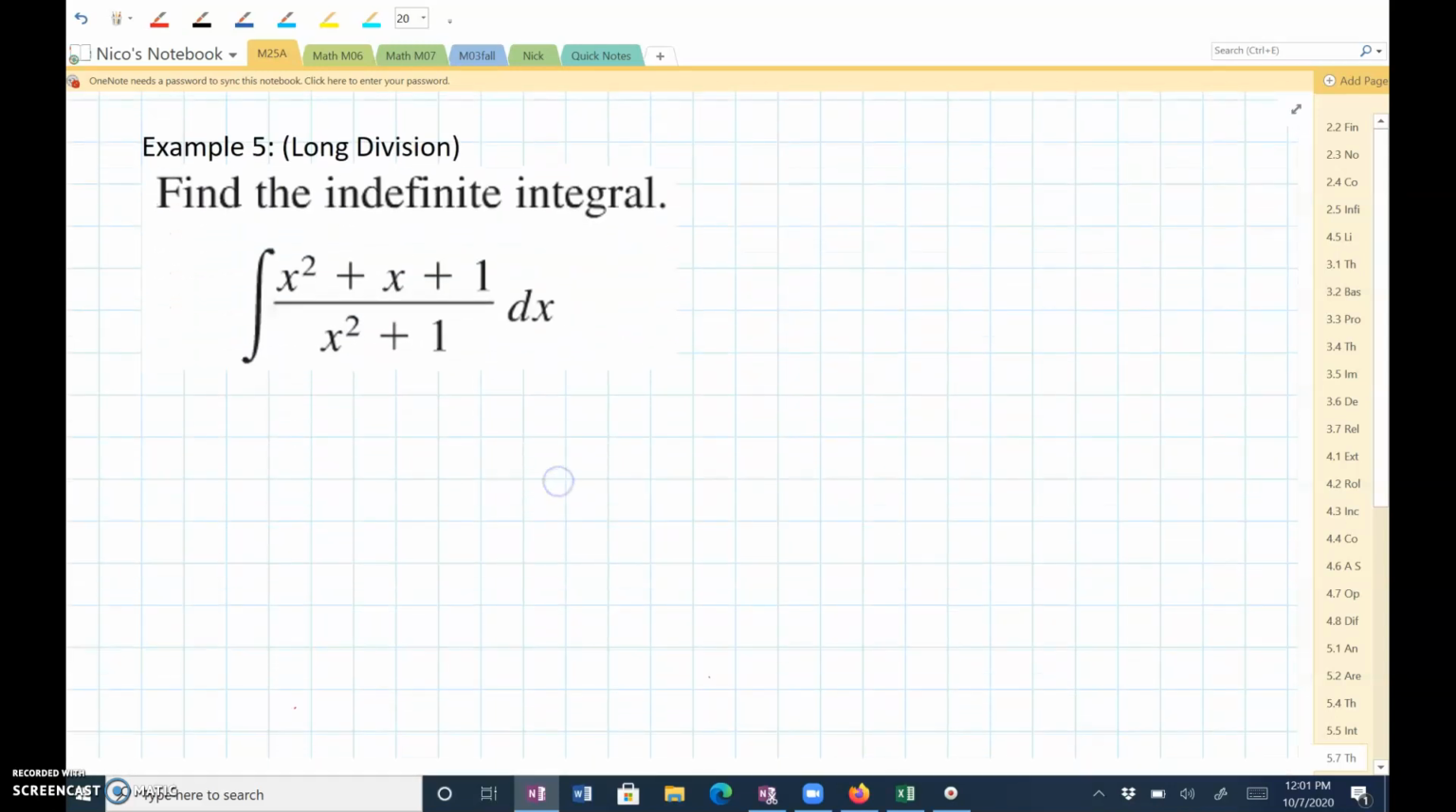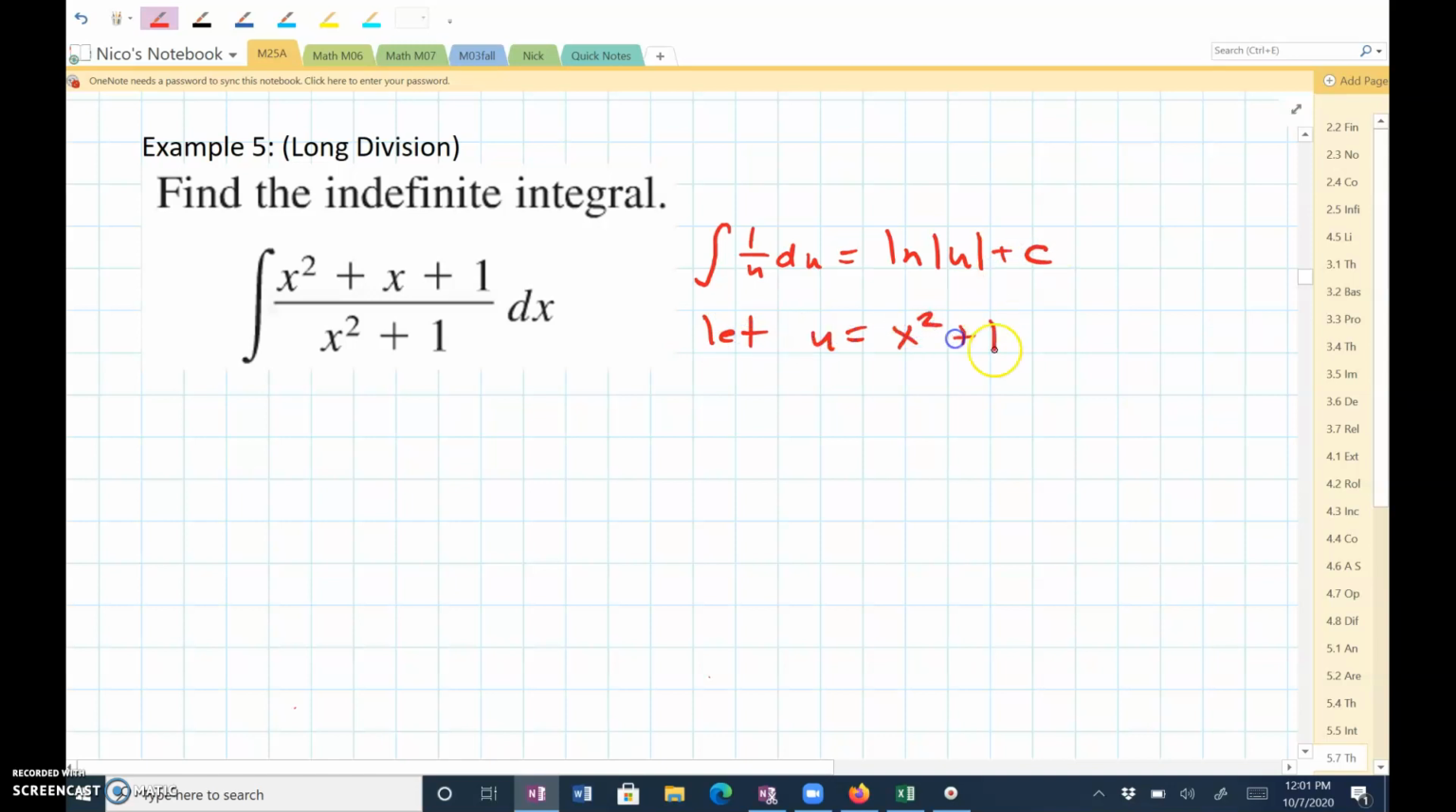Alright, example 5. Find the indefinite integral. We've got the integral of x squared plus x plus 1 all over x squared plus 1 dx. So if we tried to use the rule, the integral of 1 over u du equals the natural log of the absolute value of u plus c, and we tried to let u equal x squared plus 1, so du would equal 2x dx. That's not going to help us at all.